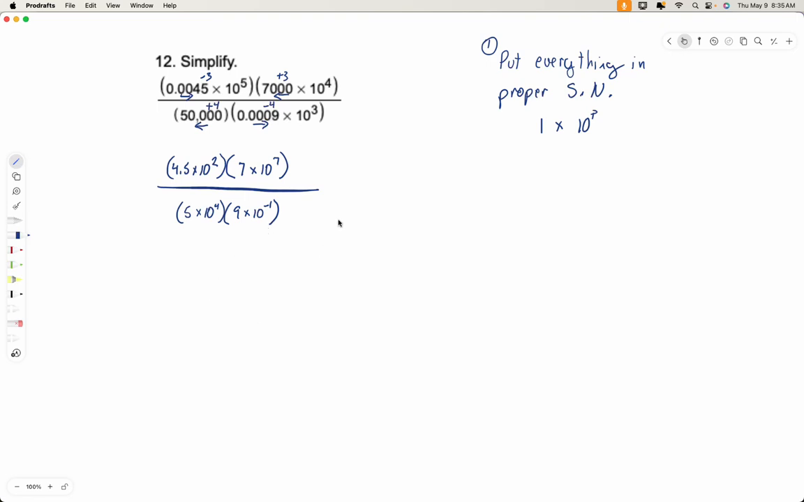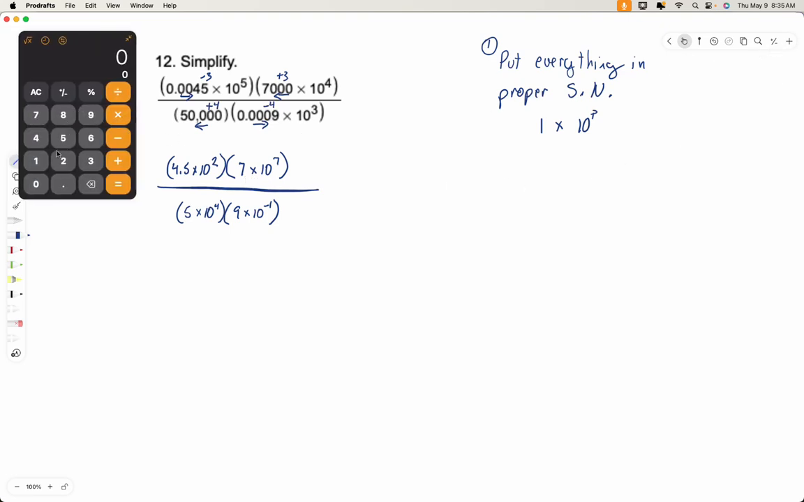Okay. All right, now that we have everything in proper scientific notation, we can multiply. We're going to treat it just like a fraction, and we'll do everything in the numerator and then everything in the denominator. And when we get to a single answer, then we'll divide. So 4.5 times 7. I can't do that in my head, can you? So I'm going to multiply it here. 4.5 times 7 is 31.5, okay?